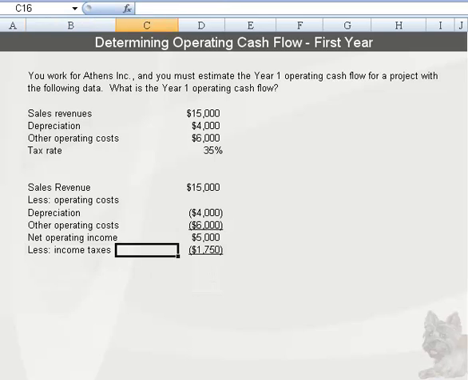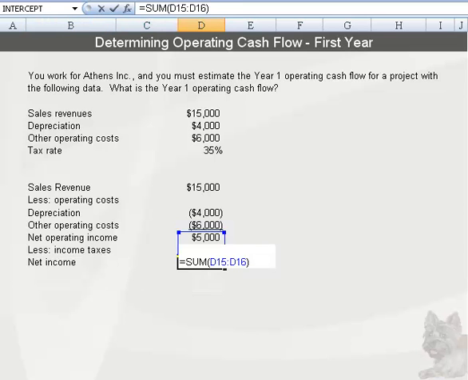All right, then we need to calculate the income taxes. So we subtract income taxes and we multiply 35% times net operating income. So I'm taking the value, a negative value of D15 times D8, just so the number shows up as a negative, and then we can just sum to come up with net income. And there's the sum command, right? Sum of D15, D16. You can see it up here on the screen or down here.